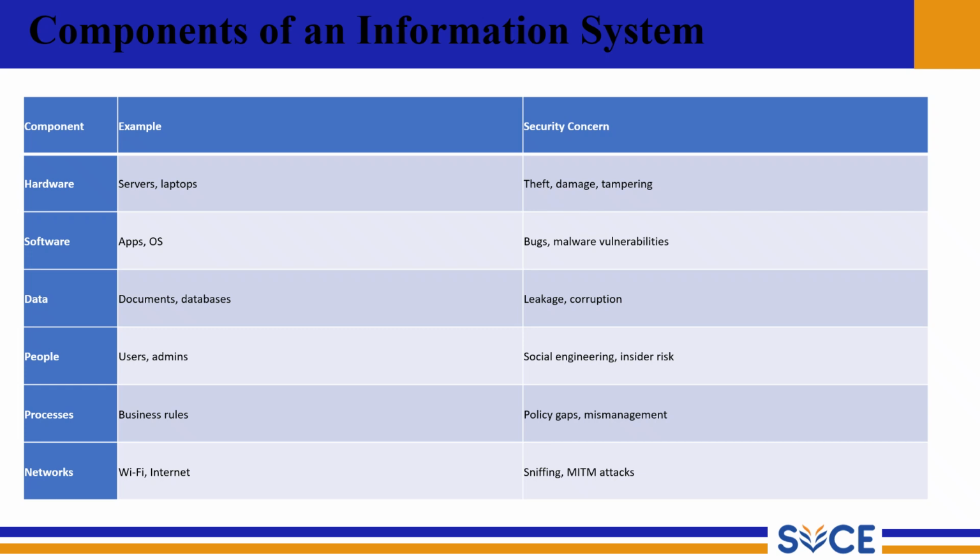So the next one is people. For the people component, the examples are users and admins. The security concerns are social engineering and insider risk. The next component is process. An example of process is business rules. The security concerns for process are policy gaps and mismanagement. The last one is network. The network examples are Wi-Fi and the internet. The security concerns are sniffing and MITM attacks.